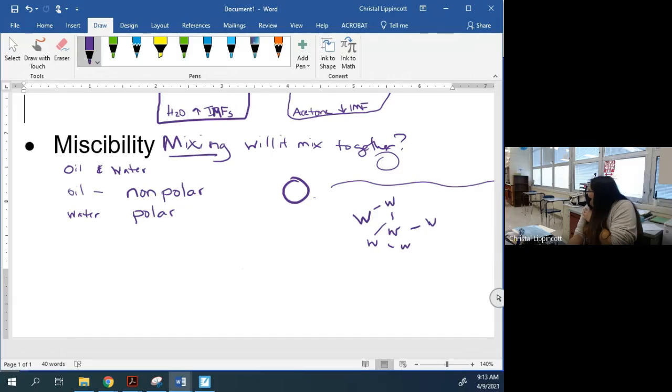But the water is going to all stick together because of those IMFs. So it has to do with IMFs as far as whether they mix or not, not because of density. Okay? Does that make sense?